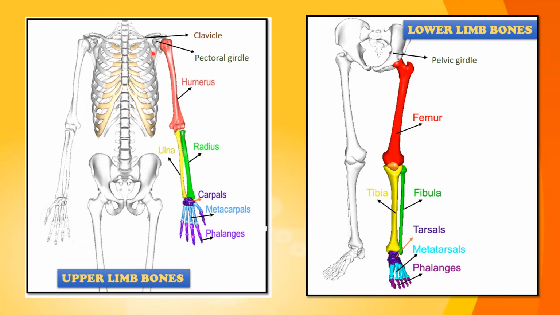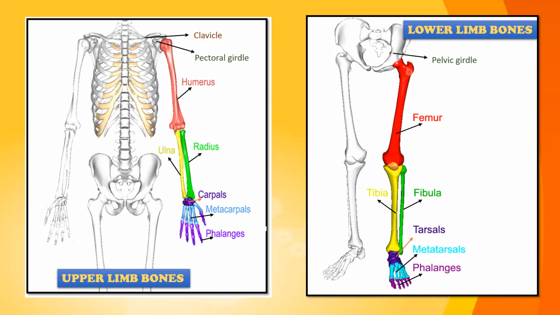Next part of the skeletal system is girdles. There are two girdles present in our body. One is the pectoral girdle and the other one is the pelvic girdle. The pectoral girdle is also known as the shoulder girdle. It consists of the shoulder bone and the collar bone, that is the clavicle. The shoulder girdle supports the bones of the arm.